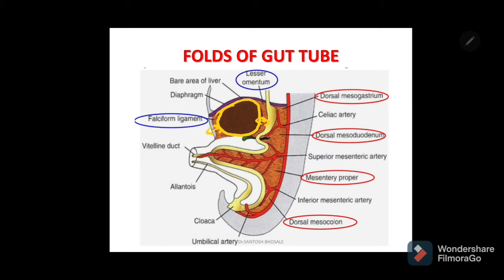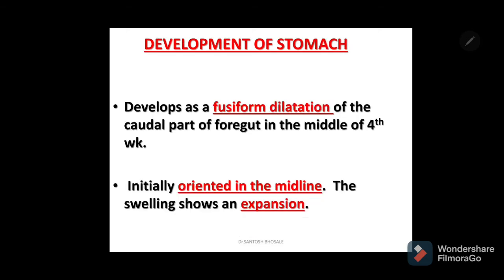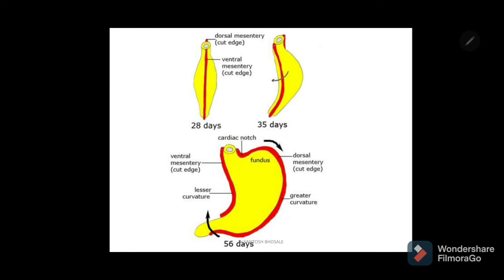So these are the folds of the gut tube, but the remaining parts of the gut tube, like midgut and hindgut, only have dorsal mesentery. Later, with the differentiation of the different gut tubes, they are called mesentery proper, mesocolon, and so on. But the only part of the gut tube which has both folds is the foregut. Remember that. Coming to the development of the stomach, how does the stomach develop?